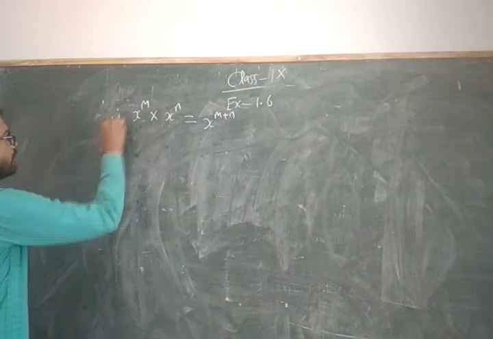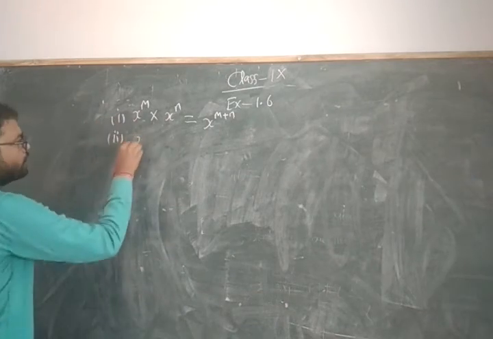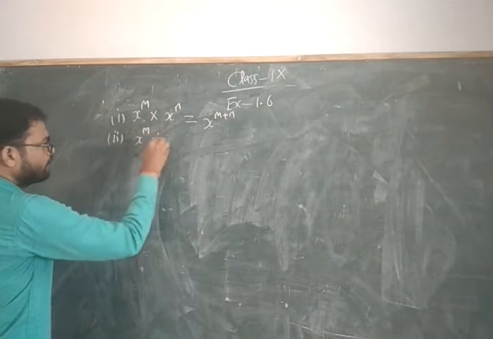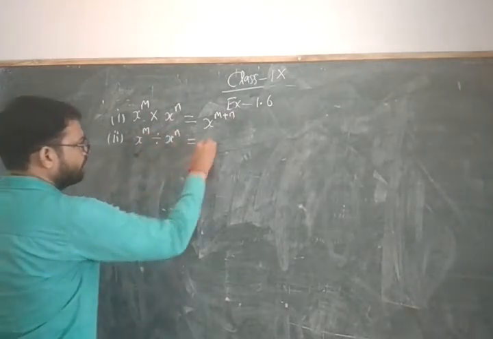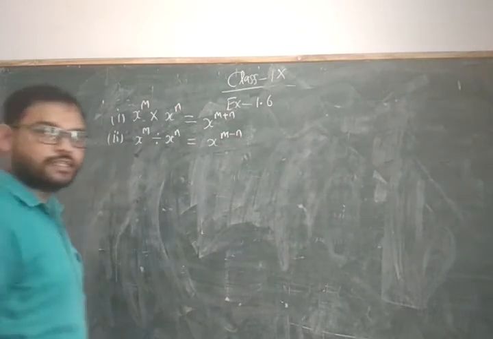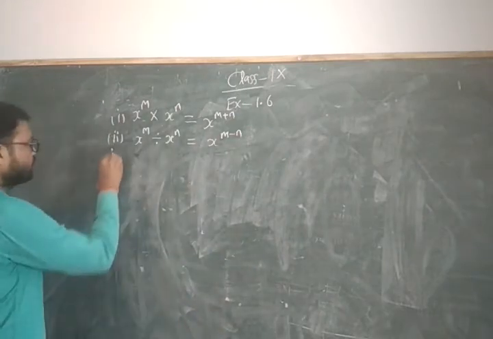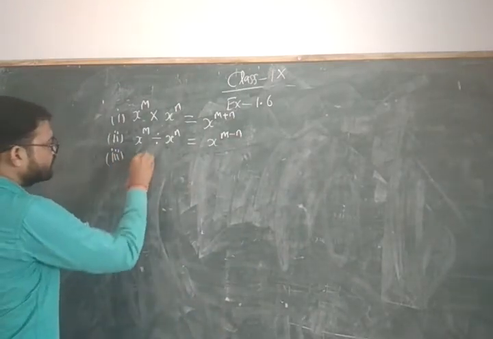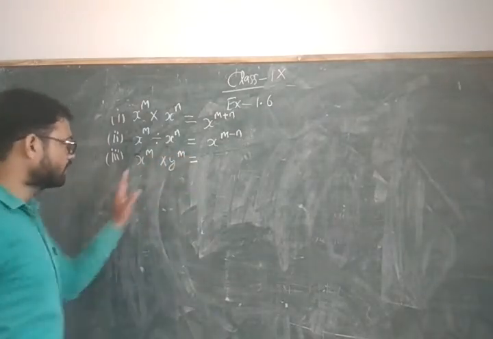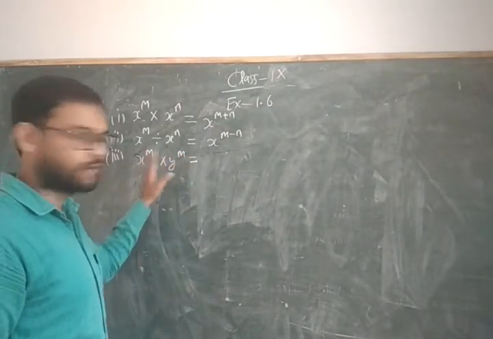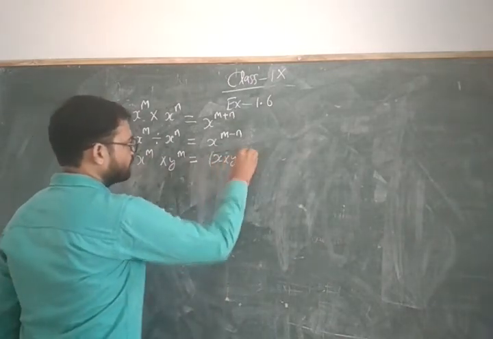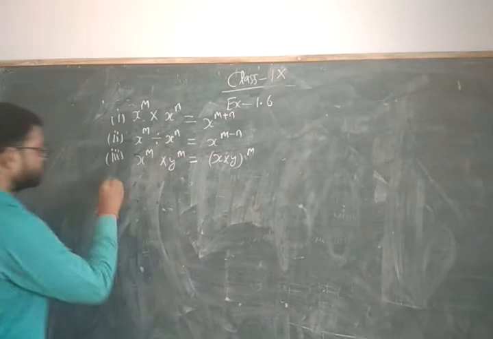In the same way, if you have x raised to power m divided by x raised to power n, then it becomes m minus n, so we subtract. Then the third one is x raised to power m into y raised to power m. Here the base is different and the power is the same, so we multiply the bases: x multiplied with y, to the power m.